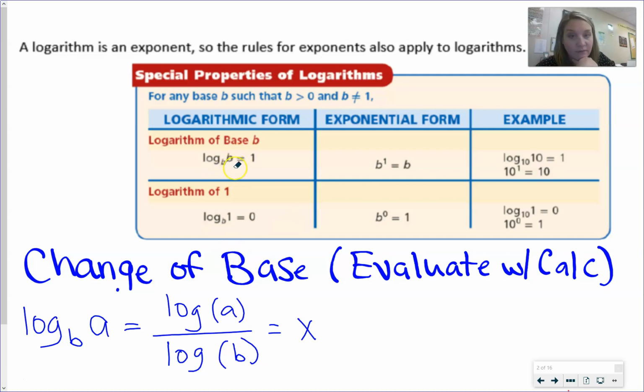So here, some special cases, some special properties. If my base and my value are the same number, that means the exponent had to be 1, right?